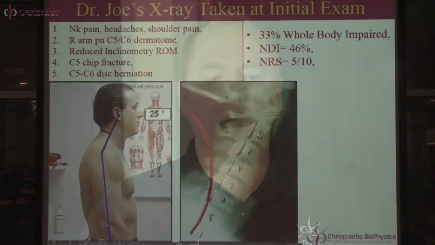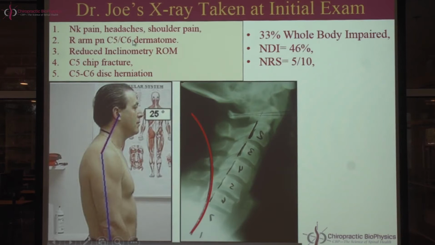So his chief complaints are neck pain, headaches, scapular pain, right arm pain into the C5, C6 dermatome, and also abnormality in the reflex and the sensory distribution there at the C5, C6 dermatome. Also, reduced cervical range of motion using inclinometry. There's the C5 chip fracture, and then the primary herniation was C5, C6, but you noticed on the MRI there was more than one level.